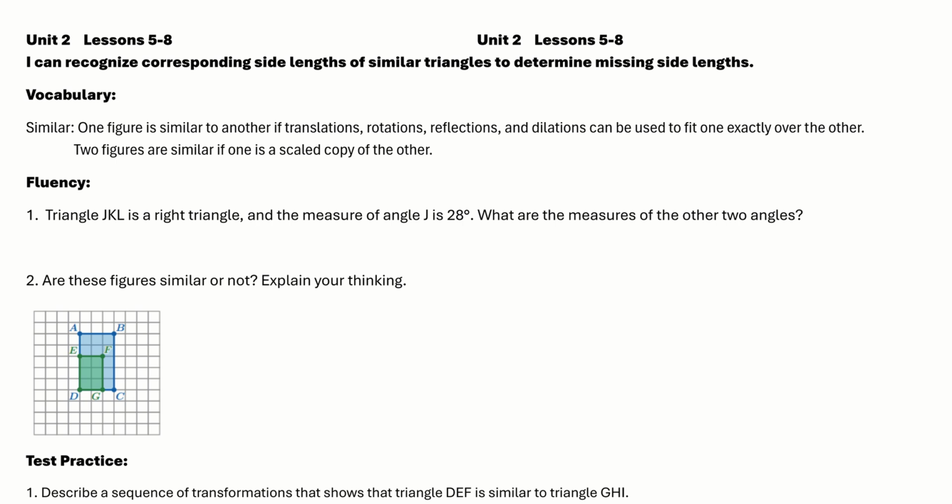So vocabulary, we only have one vocabulary word. It's similar, so one figure is similar to another. If translations, rotations, reflections, and dilations, this is the main one that causes similar figures, can be used to fit one exactly over the other. Two figures are similar if one is a scale copy of the other. Remember, that's our scale factor that does that.